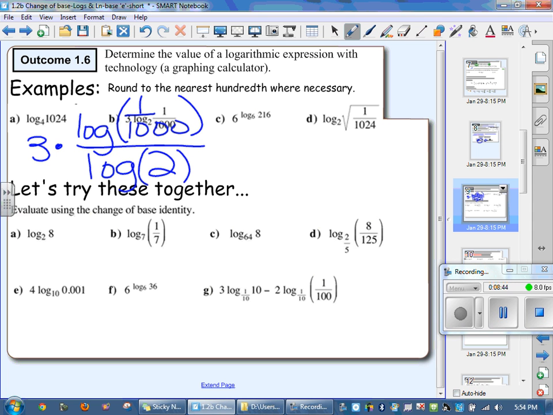When I solve B, I'm going to get a decimal answer of -29.90. It says hundredths, so I need to show that 0 there.